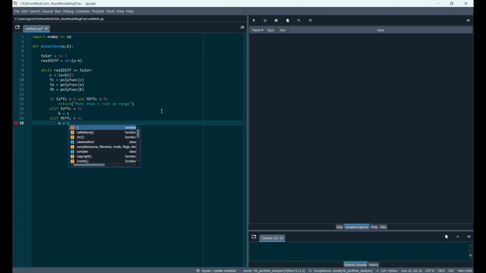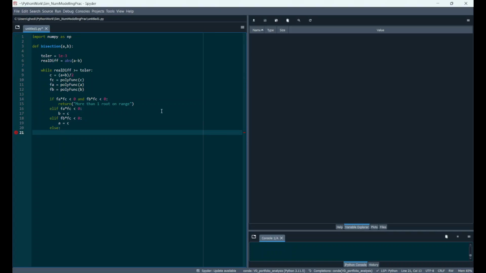We're going to say A is now equal to the value of C. And then else, so this is if basically none of these cases trigger, and we basically say every value we evaluated is positive or every value we evaluated was negative, then we're going to return "no roots on range". That's essentially what we're saying: nothing got triggered in all these cases.